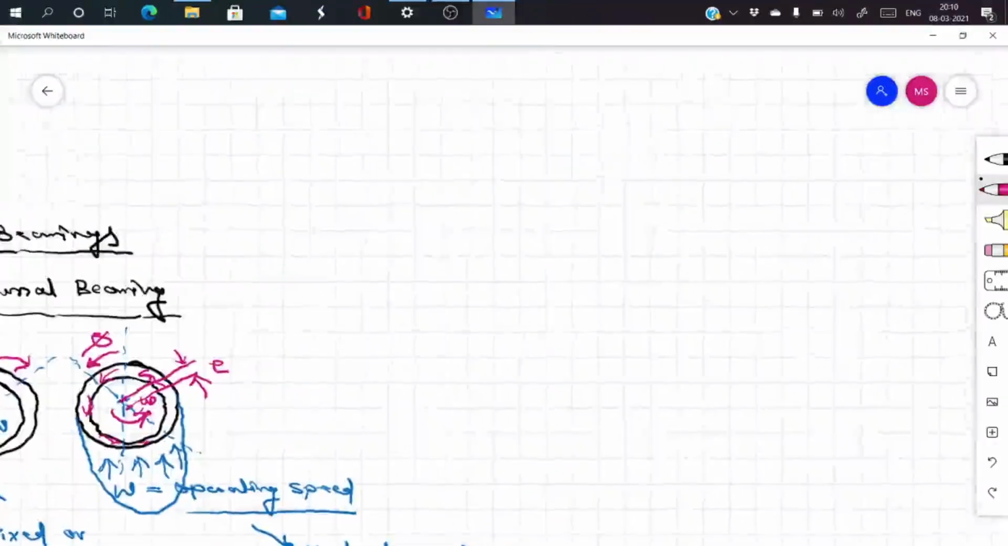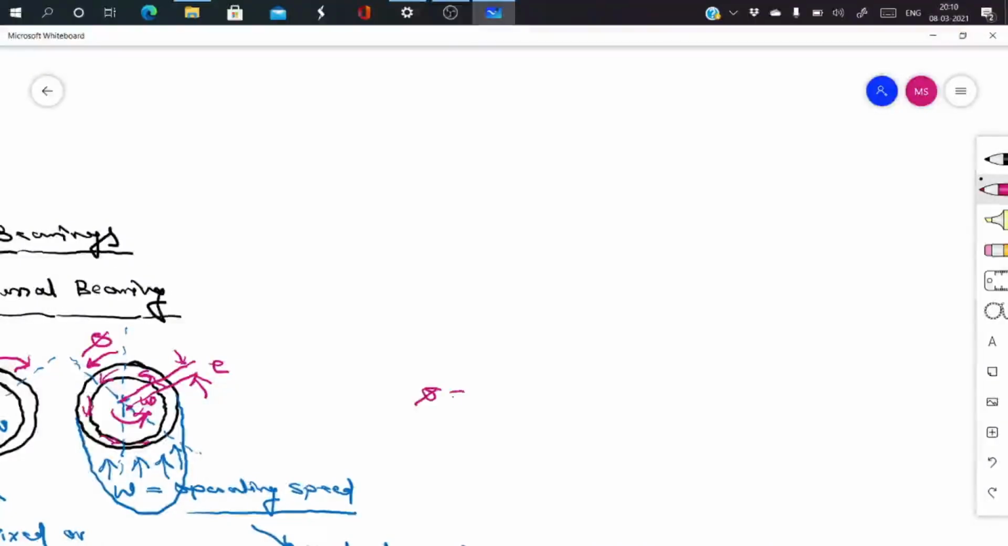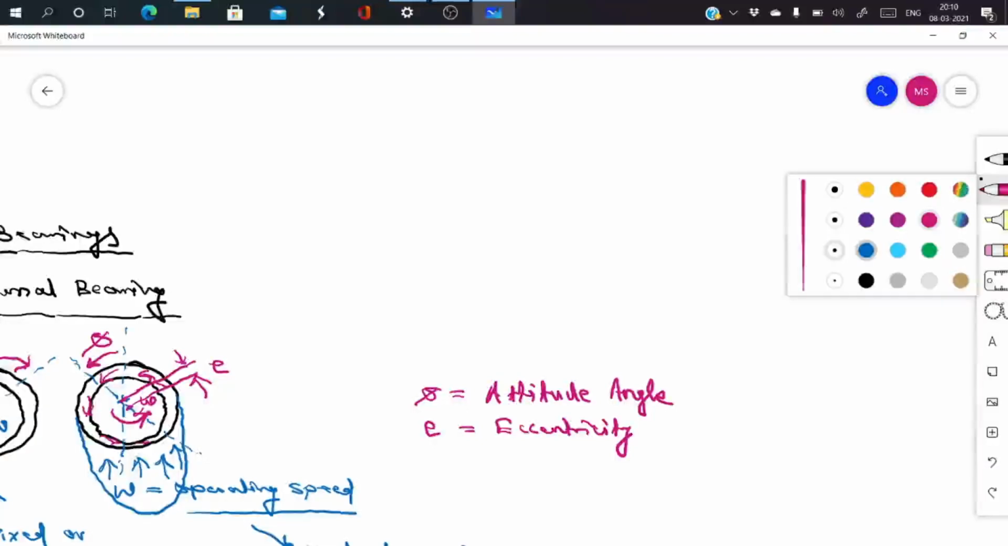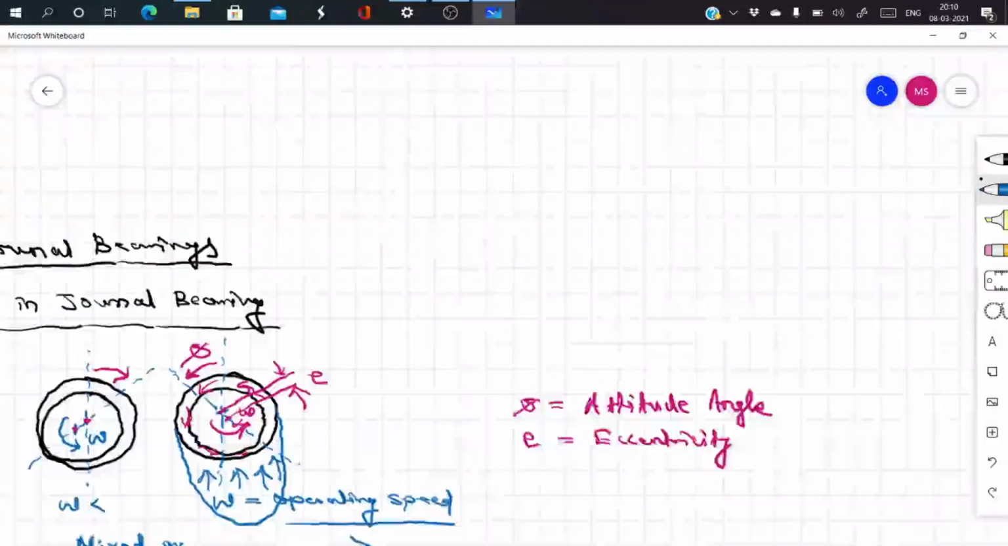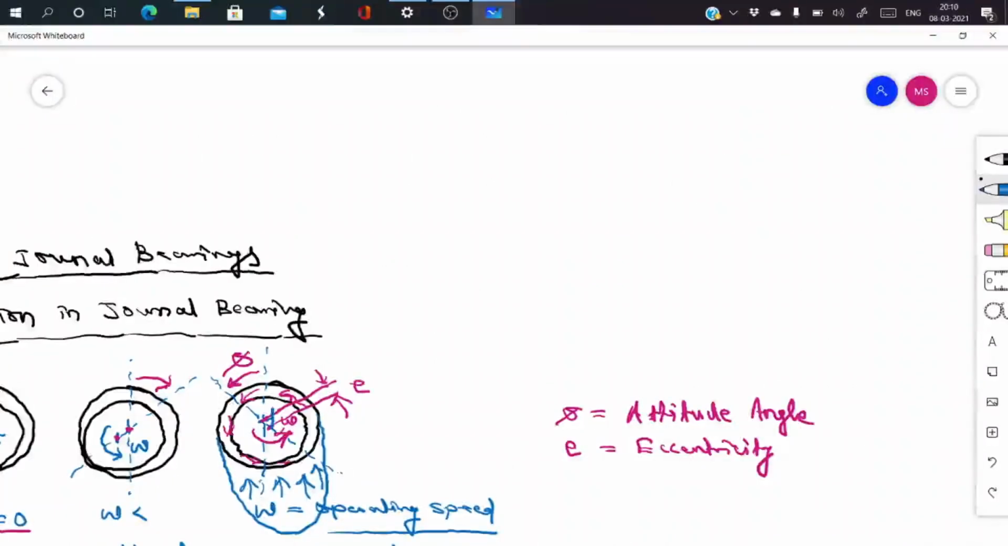So basically, what we learn? Phi is the attitude angle, and E is the eccentricity. Okay. Now the load acting on the journal center vertically, this is W. So the total load is carried by this pressure here. Total load is carried by this pressure.